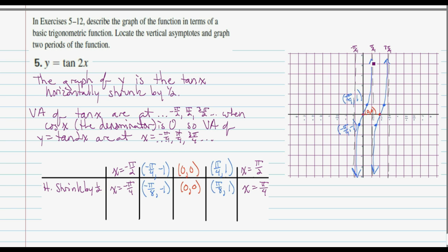Here are my 2 periods of the curve found by the points and asymptotes I got by translating the original tangent values. And I followed that pattern once to draw exactly 2 periods of the function, which the directions ask for.